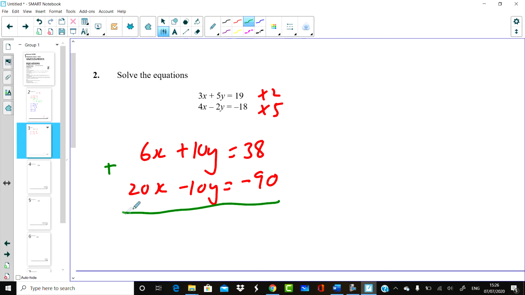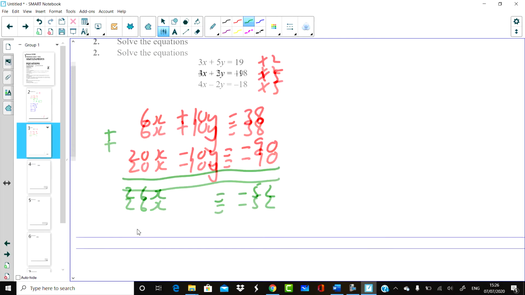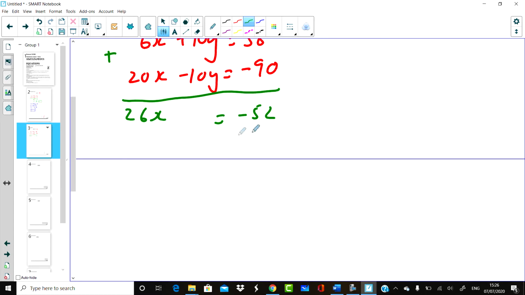give us 0y. So if we do that, we have this 20x plus 6x, that's 26x. That just becomes 0. And we have 38 plus minus 90, so it's just going to be 38 take away 90, and that's minus 52. Now what we can do is divide both sides by 26, and that's just going to give us negative 2. So divide both sides by 26, we're going to get x is negative 2. And that's our first answer.